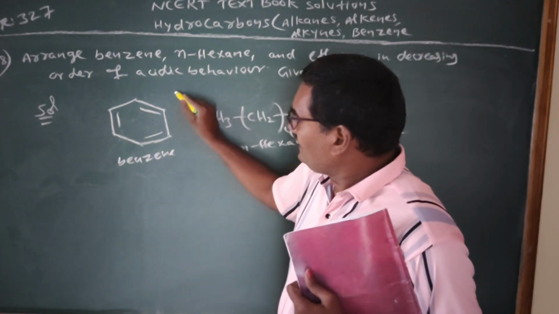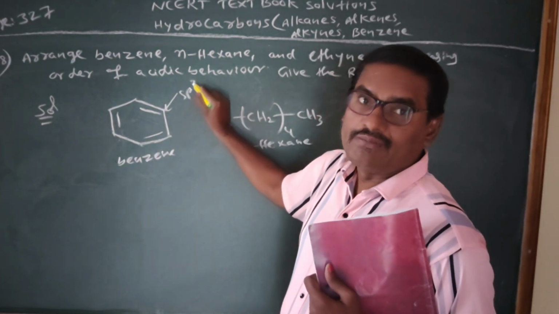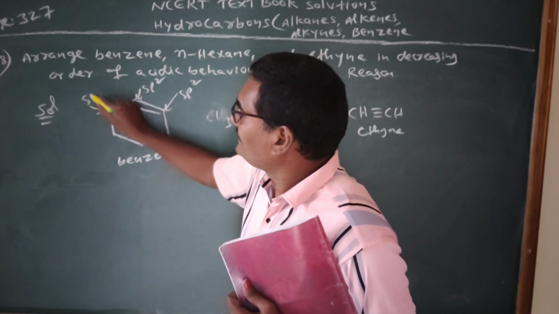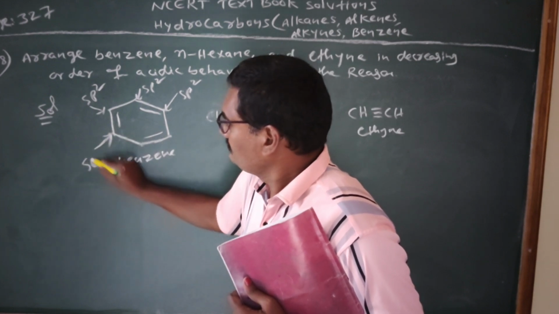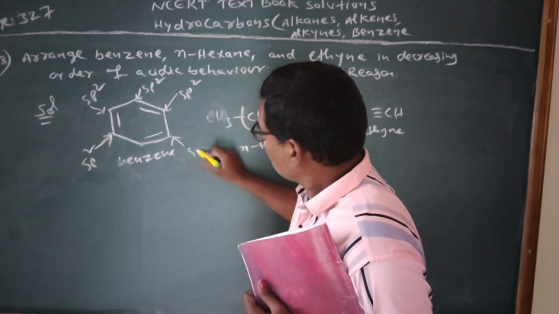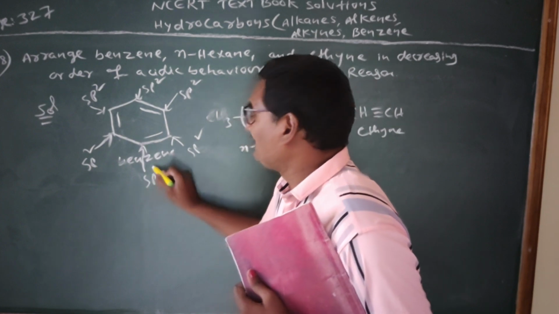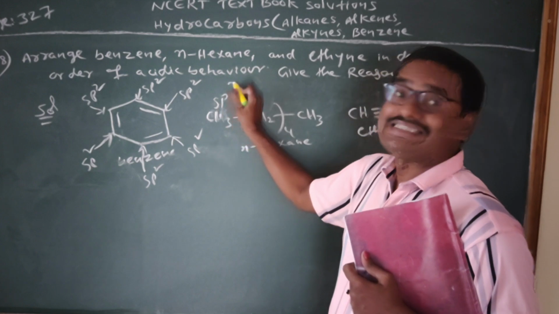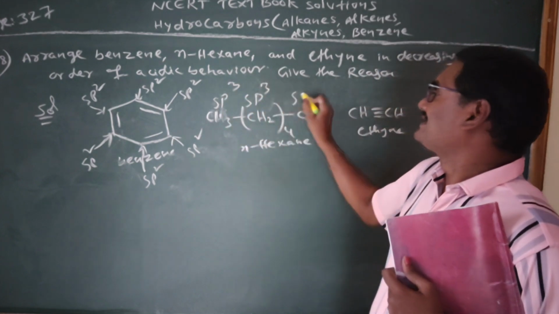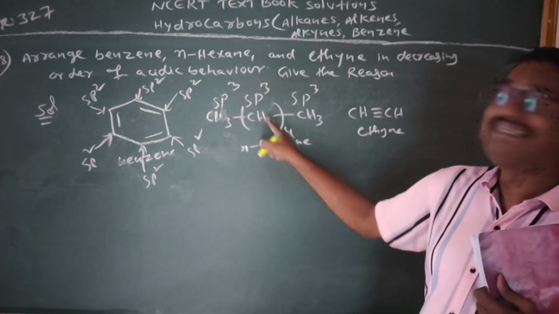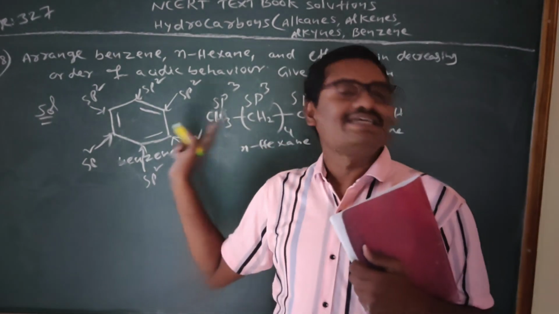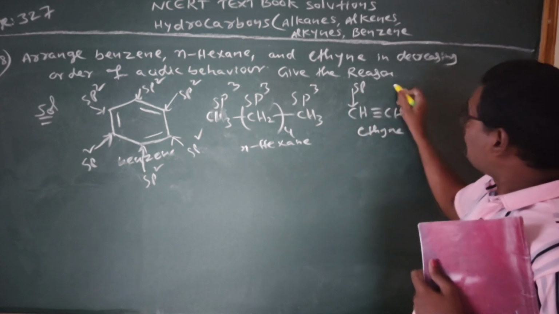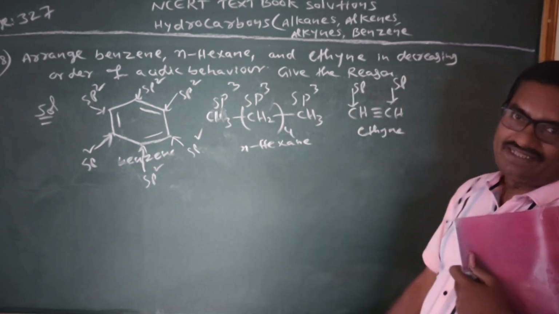In benzene, every carbon is sp2 hybridization. In hexane, every carbon is sp3 hybridization, because every carbon has single bonds. In ethyne, every carbon is sp; the two carbons are sp hybridized.